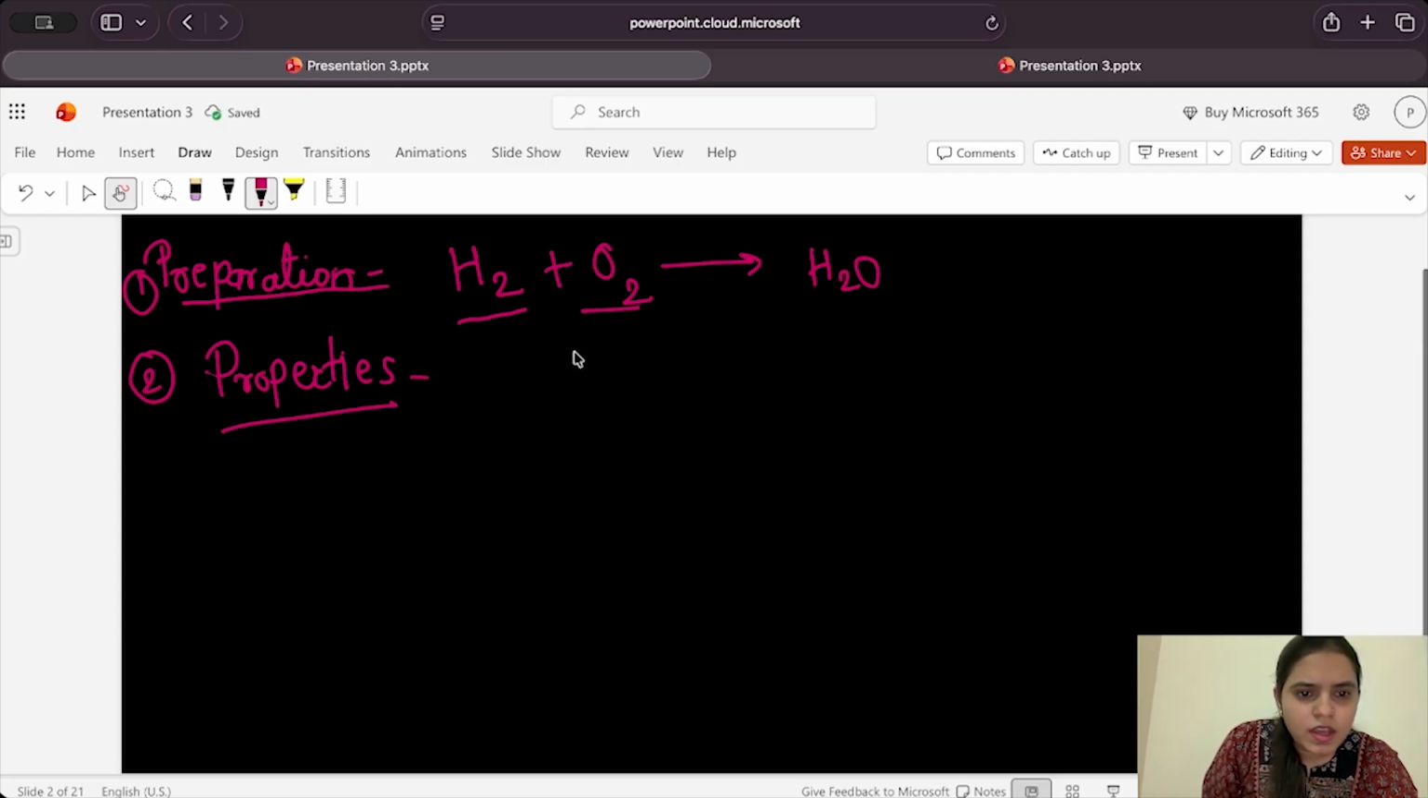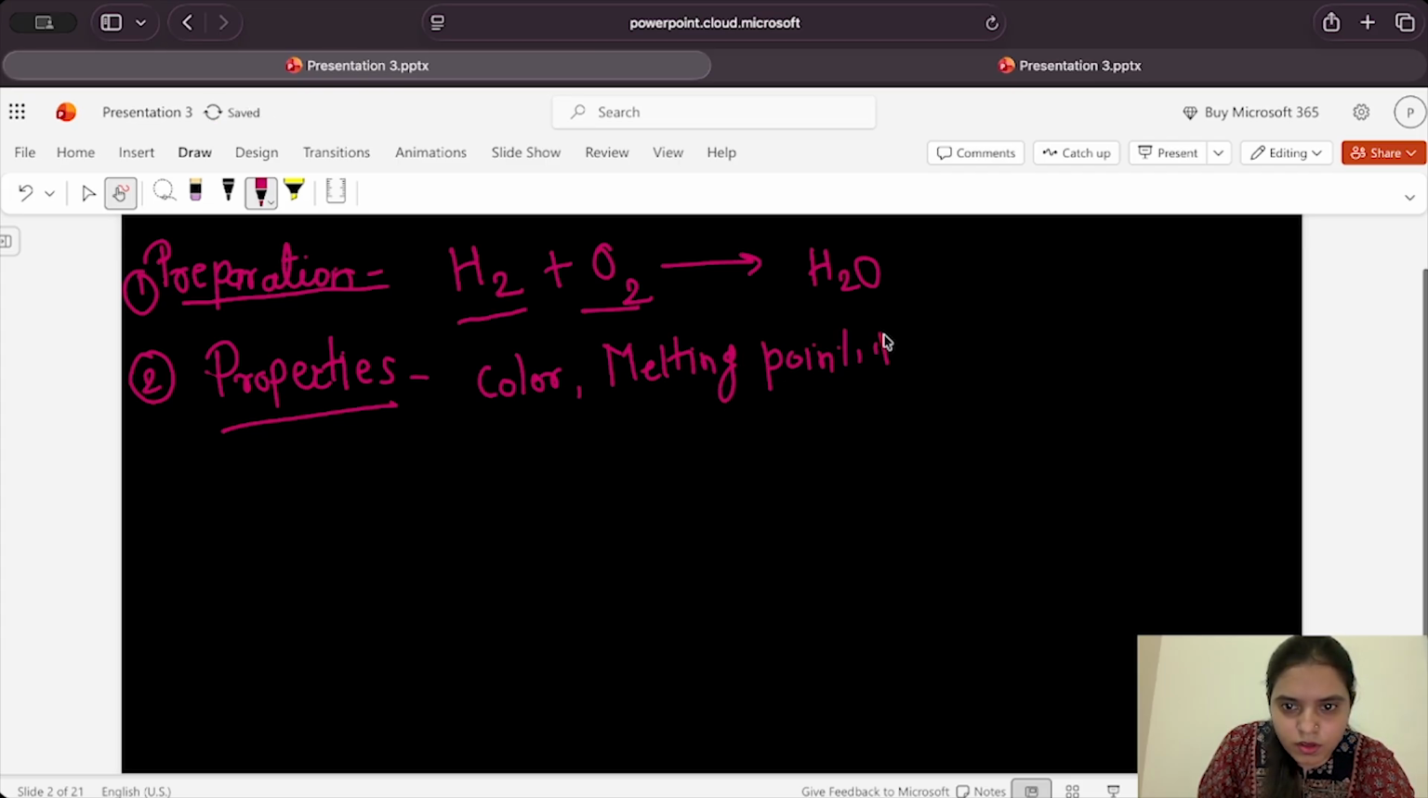What are properties? Properties are the characteristics of a substance that help us identify and describe it. So, any substance has a color, melting point, boiling point, density, solubility.